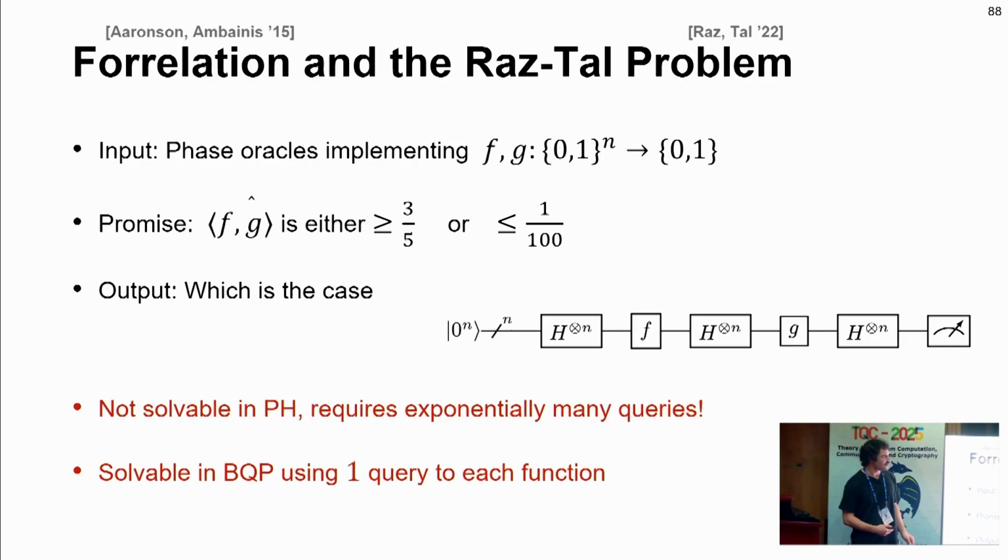And this is the Fourier correlation circuit. Note it looks kind of like what we've been doing with Hadamard, function, Hadamard, except now we have three layers of Hadamard gates and two functions.